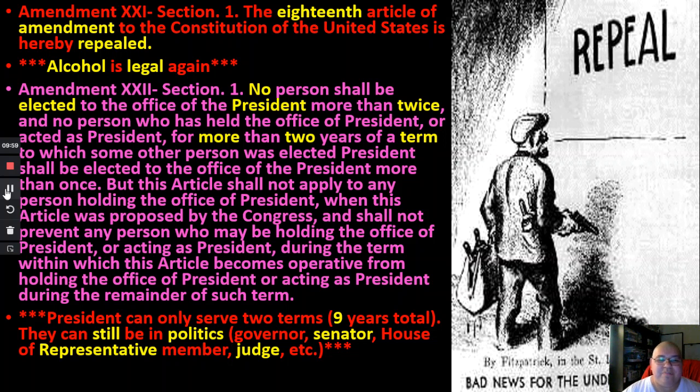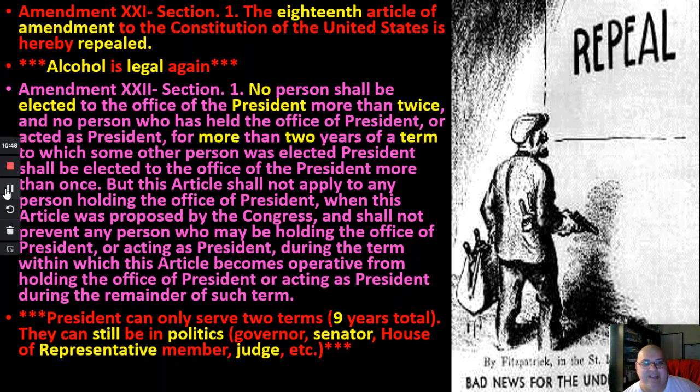Okay. Amendment 22 says: No person shall be elected to the office of the president more than twice, and no person who has held the office of president or acted as president for more than 2 years of a term to which some other person was elected president shall be elected to the office of the president more than once. But this article shall not apply to any person holding the office of president when this article was proposed by the Congress, and shall not prevent any person who may be holding the office of president or acting as president during the term within which the article becomes operative from holding the office of president or acting as president during the remainder of such term. I know that's a lot, but it's basically this: you can't run for president more than 2 terms. Okay?